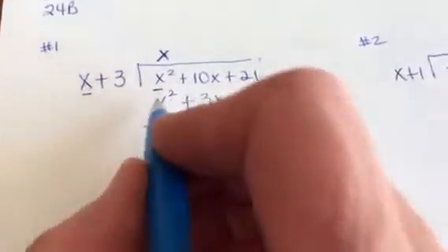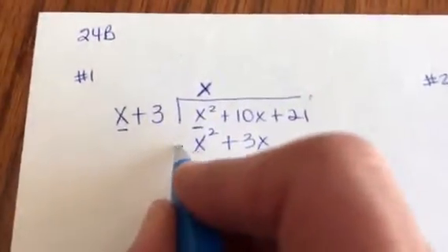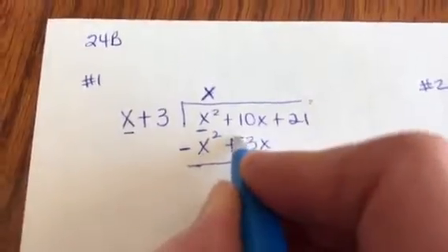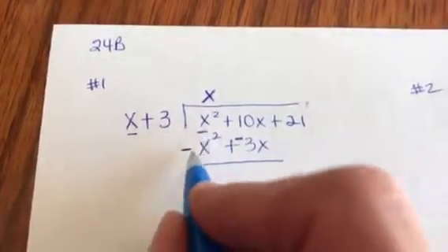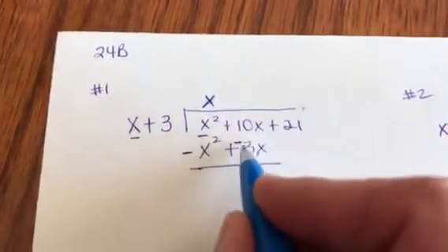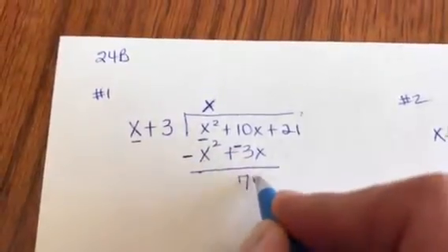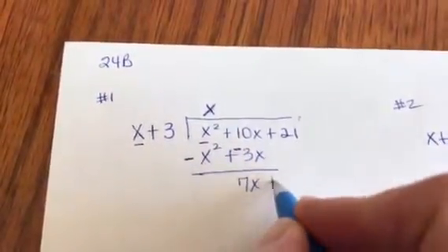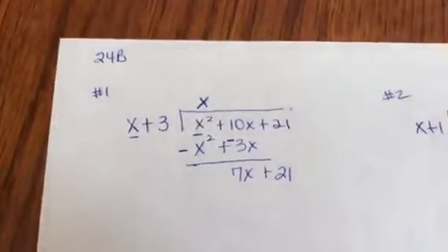From here, we're going to subtract. Remember, when you subtract, you got to subtract everything. So basically, you're changing the signs. These will always cancel. 10x minus 3x is 7x. And then you're going to bring down your next term. Okay, now we're ready to play the game.